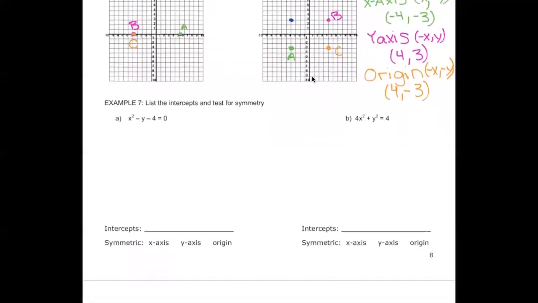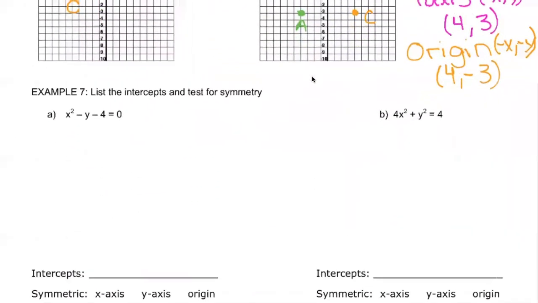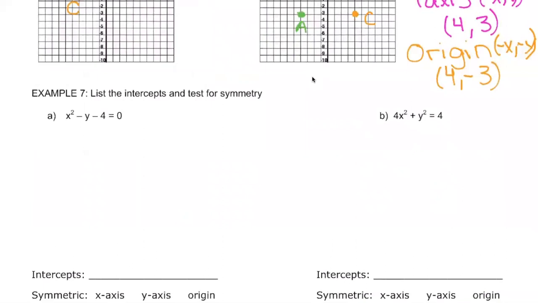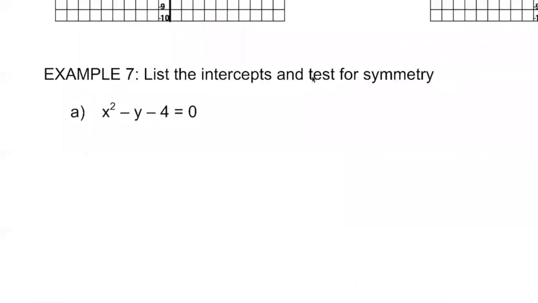Okay, so let's take a look at when you don't have a picture at all. And it says list the intercepts and test for symmetry. So we should be able to find the x and y intercepts. I'm going to start with that. So for the x-intercept, and don't write very big here because we've got a few different things to do. So for the x-intercept, you're going to plug 0 in for y. And we're going to solve.